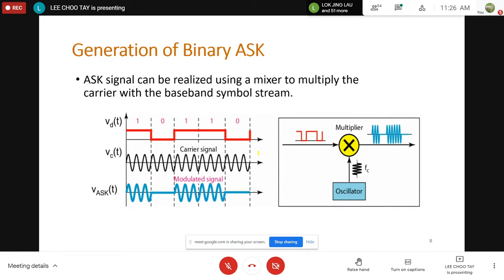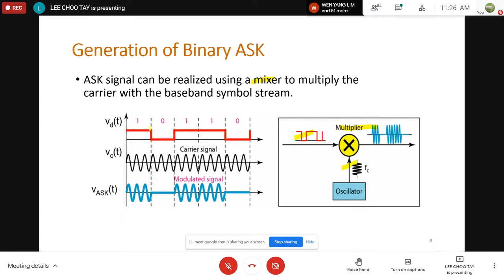So how to generate the binary ASK signal? It's very simple. It's very similar to the double sideband suppressed carrier. We just use a mixer or a multiplier, right? So we multiply our digital information with a carrier signal, which is normally a cosine or a sine wave, to produce the ASK signal. Yeah. And if you use this method, make sure the line code of your digital data is using OOK non-return to 0. On-off keying non-return to 0.